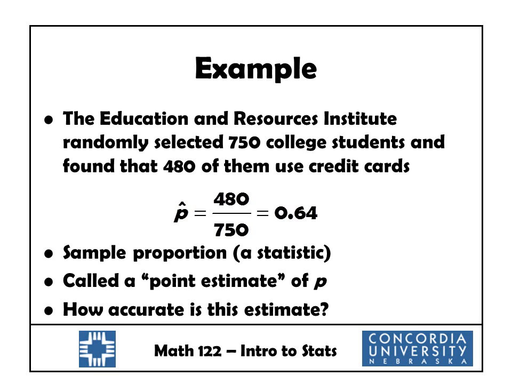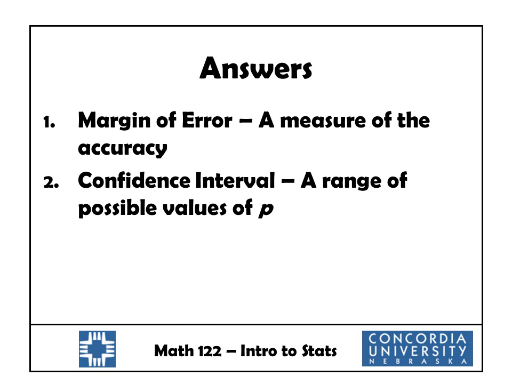Now this statistic of 0.64 is an estimate of our population proportion P, which is what I really want to know. This is what we call a point estimate of P because it is simply a one number estimate of P. Well, whenever we estimate something, we want to get a measure of its accuracy. So how accurate is this estimate? And we're going to answer it in a couple of ways.